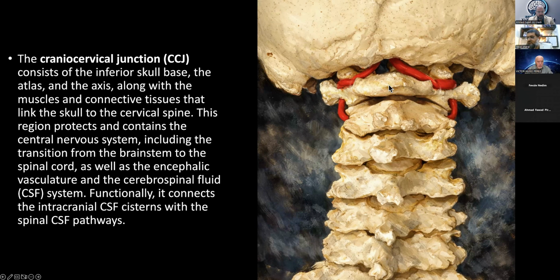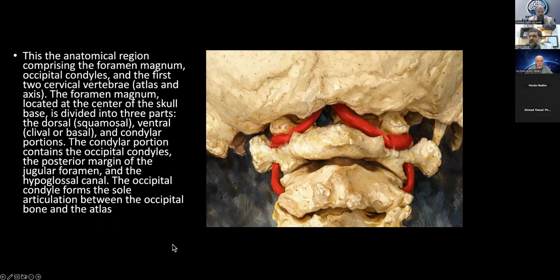Here we can see the atlas, the axis, along with the muscles and connective tissues that link the skull to the cervical spine. This region protects and contains the central nervous system, including the transition from the brain stem to the spinal cord, as well as the encephalic vasculature and the cerebrospinal fluid system. Functionally, it connects the intracranial cerebrospinal fluid cisterns with the spinal cerebrospinal fluid pathways.